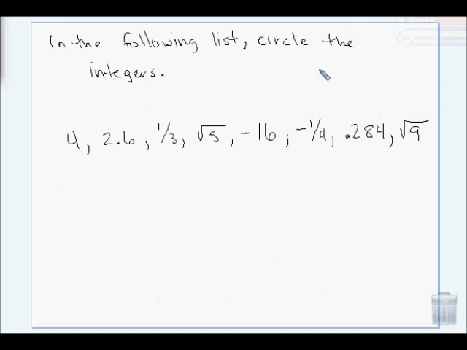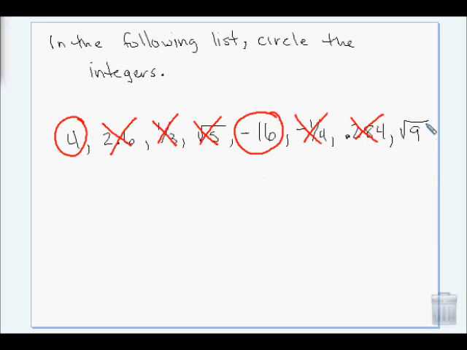All right. Integers. Anything that is not a fraction, a decimal, or a radical once it's completely simplified is an integer. So 4 is an integer. 2.6 is not. 1/3 is not. The square root of 5 is not. -16 is. 1/4 is not. 0.284 is not. But the square root of 9 is, because the square root of 9 is equal to 3.